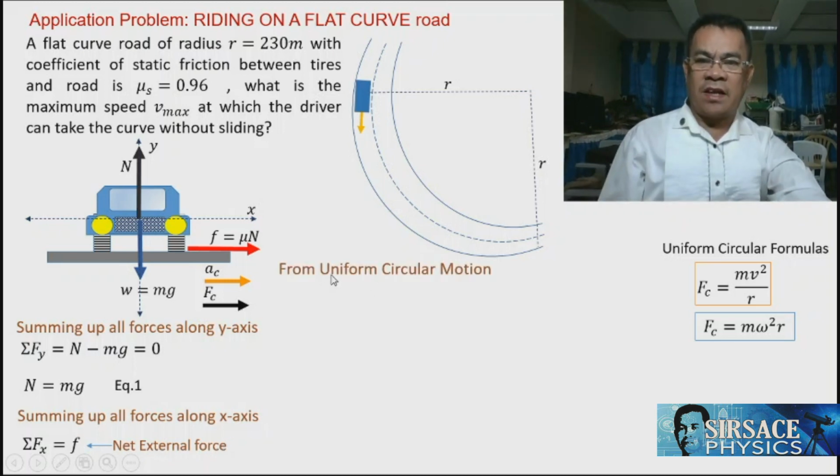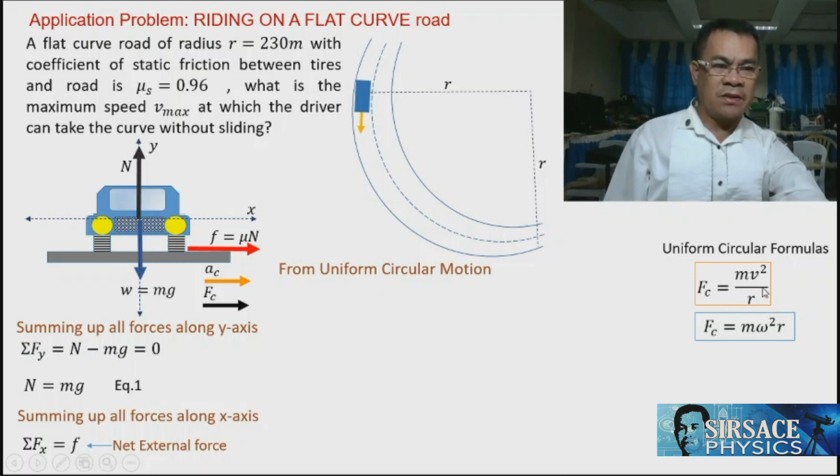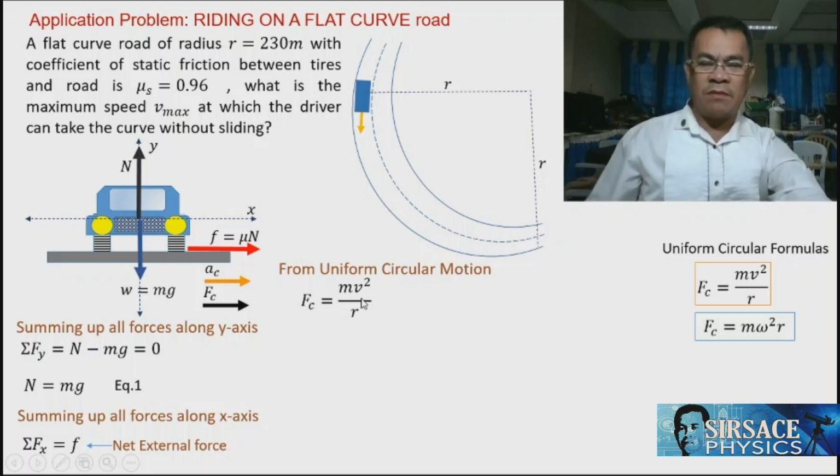Take note that from the formula we derived before, this is the formula for uniform circular motion in terms of linear velocity, and this is in terms of angular velocity. So the formula says that F is mv squared over r. We can utilize this one. Our external force is F, so we can replace this with F, because there is only one force along the axis, and that is F. So F must be equal also to mv squared over r.